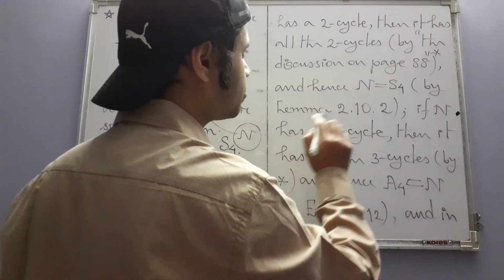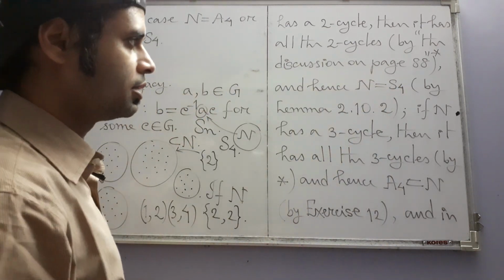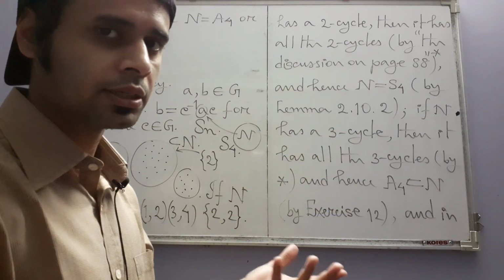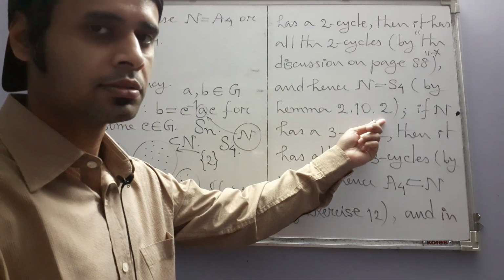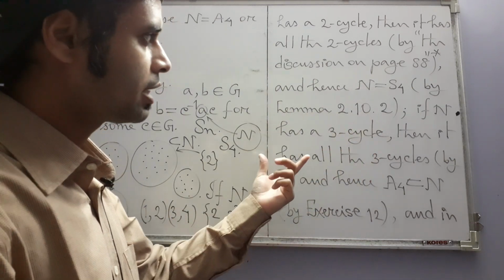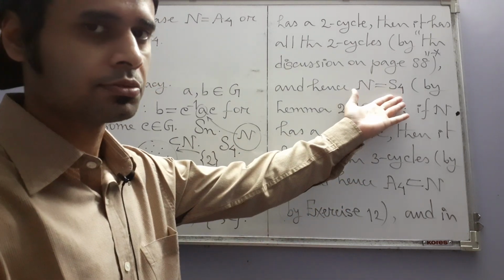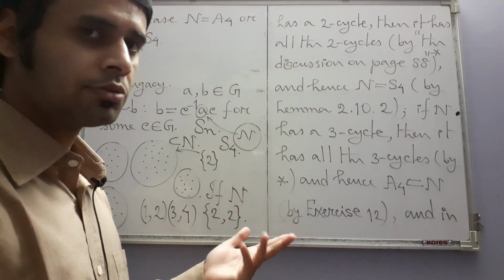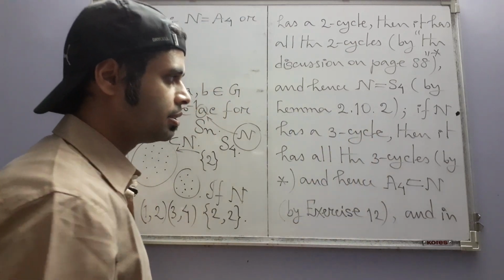Now if all the two cycles are in N, then N must be equal to S4 itself. Why? Because we know that any permutation is a product of two cycles. That's what this lemma says. In other words, the two cycles, all of them, generate the entire symmetric group S4. So in this case, N has to be equal to S4. Now we understand what is going to happen if, say, N has a 3 cycle.